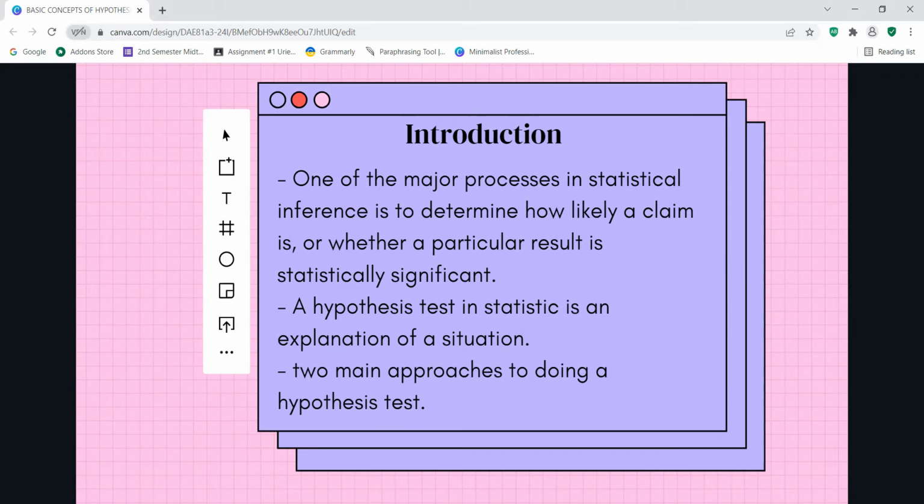Two main approaches to doing a hypothesis test. In our discussion, we shall focus on the approach most commonly used, the p-value approach.